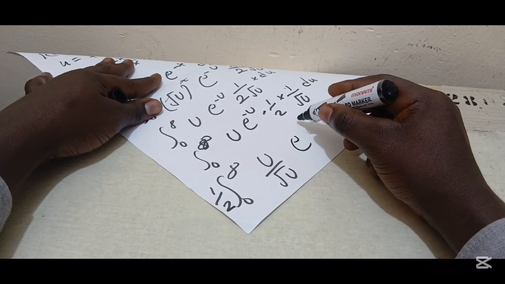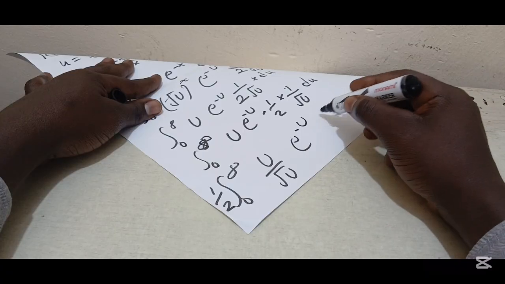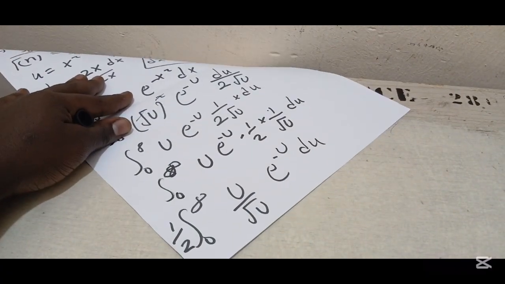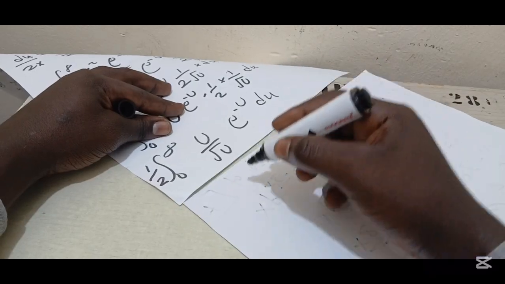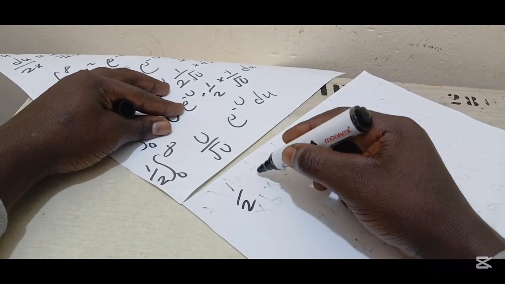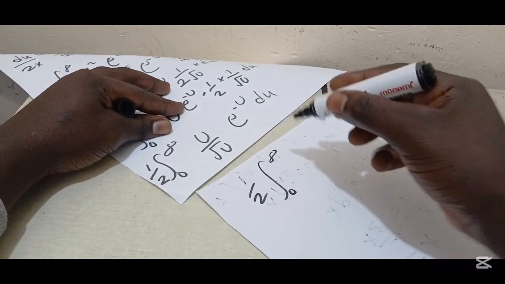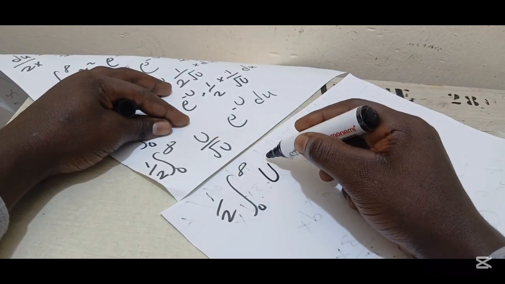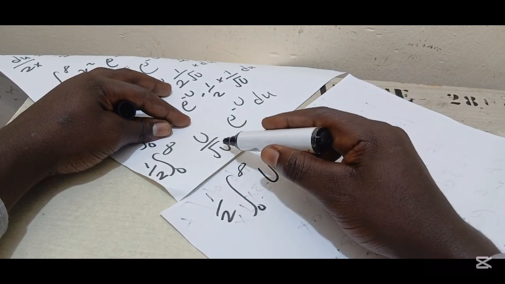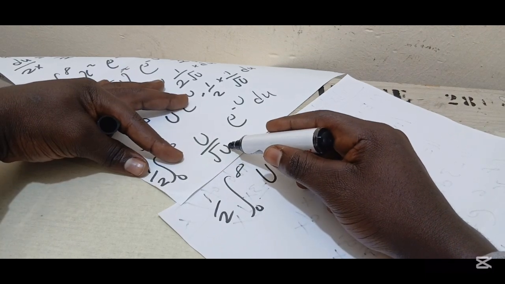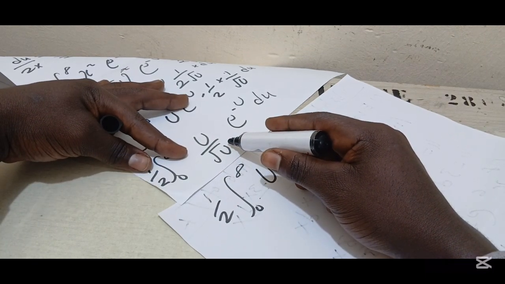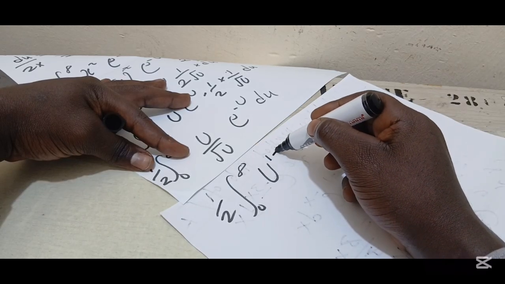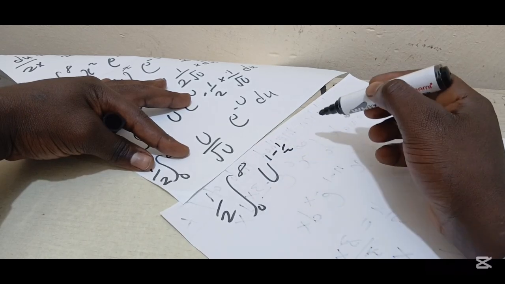E to the power minus u du. So now using indices, this one can be written as integral from 0 to infinity. We have this one, e to the power 1 over square root of u, which is the same as u to the power half. So we are bringing the half up, so it's the same as minus half, right?